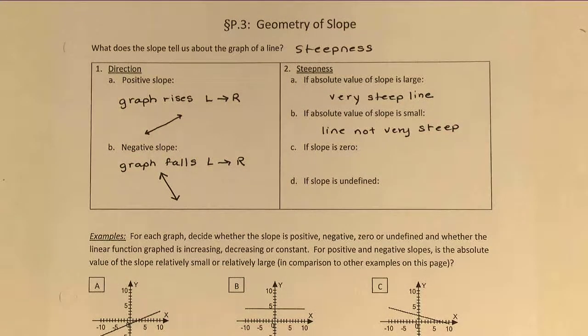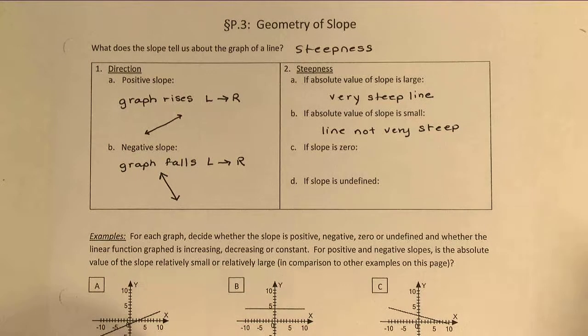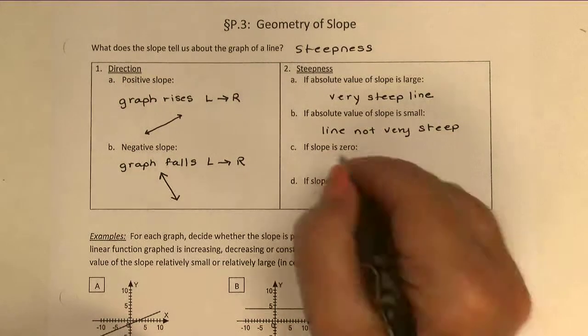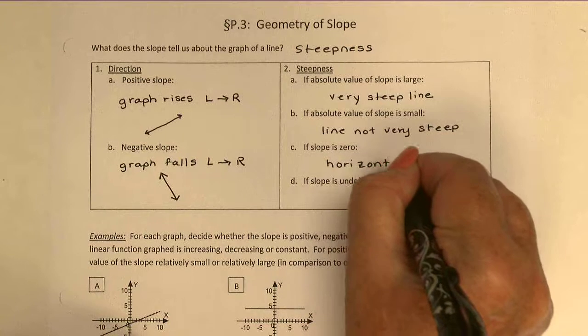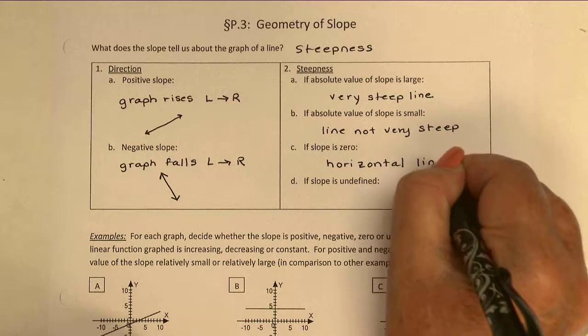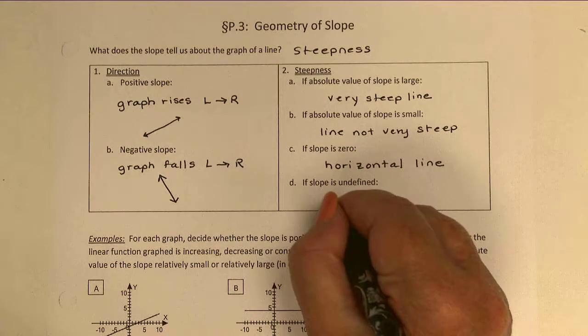Remembering back to what we were talking about in the last section, we also know if the slope is 0, we have what kind of line? A 0 slope. It doesn't go up or down at all. That's a horizontal line. And if our slope is undefined, it's actually an infinitely steep line. We can't put a numerical value on it. And those were the vertical lines.